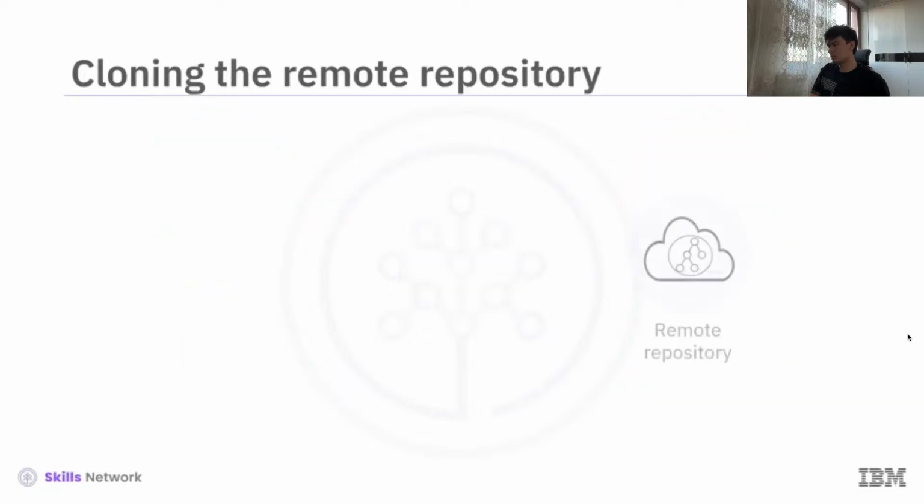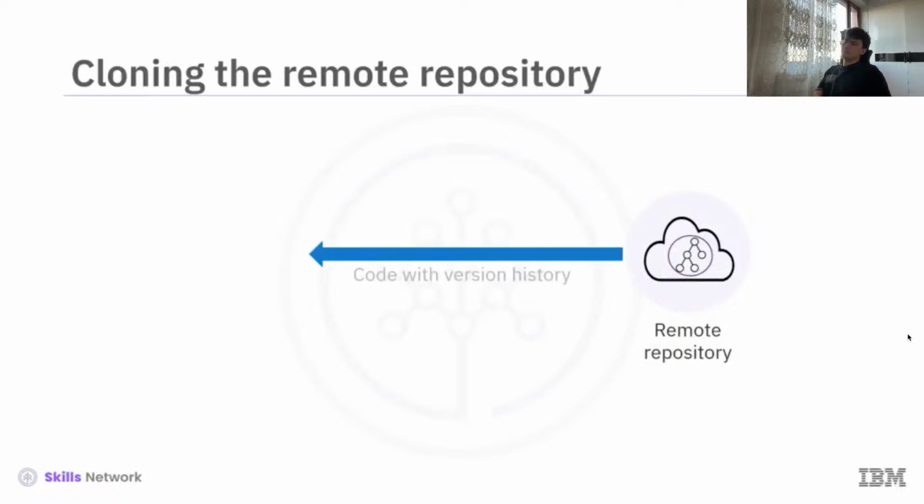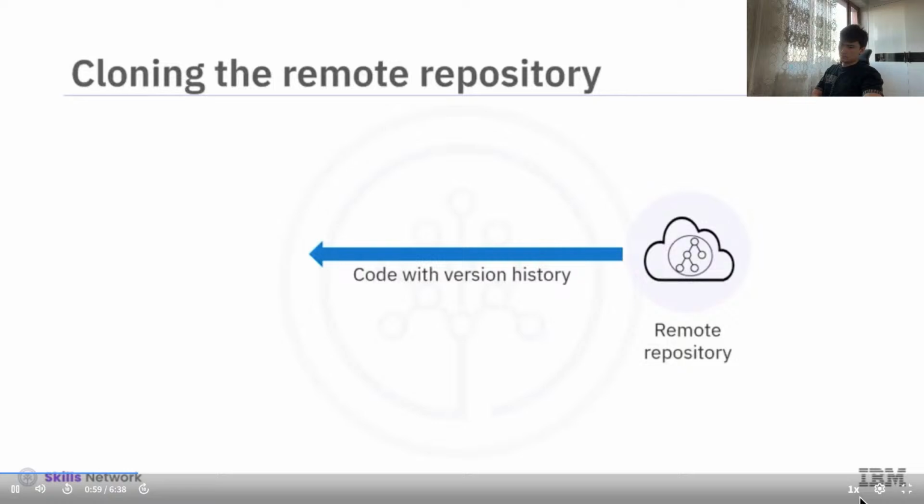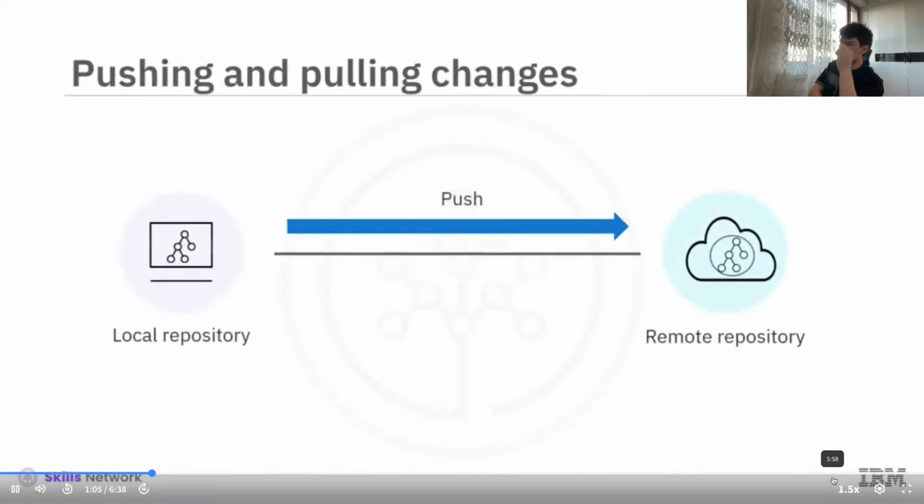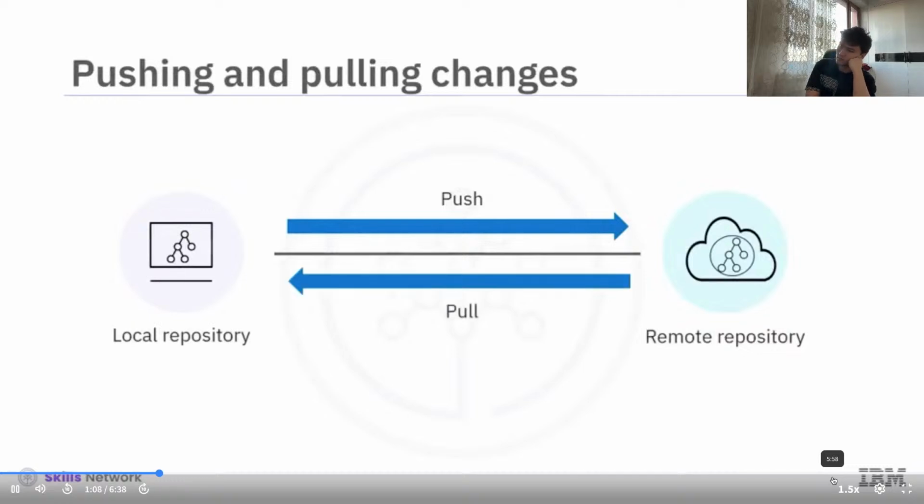The first step is cloning a repository that your team has hosted on GitHub. Cloning creates a copy of the project's code and its complete version history from the remote repository on your local computer. The connection established during cloning enables you to push code changes to the remote repository. You can also pull any changes from the remote repository to your local repository and update it.